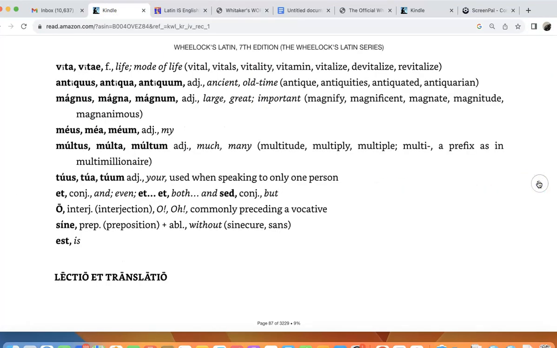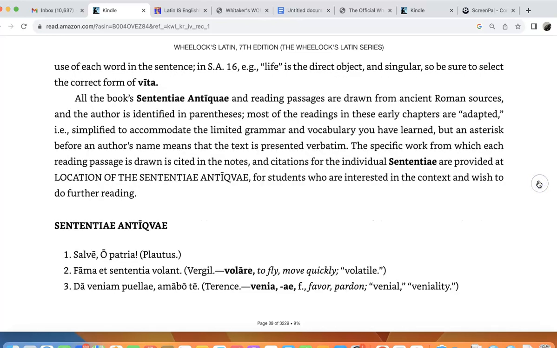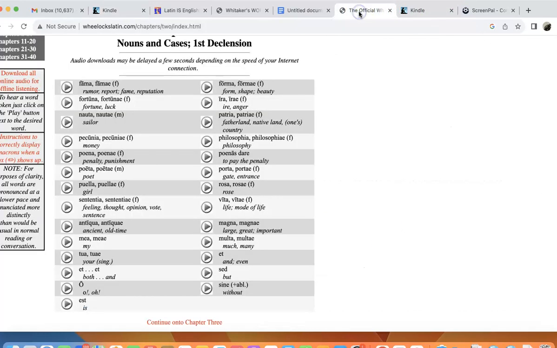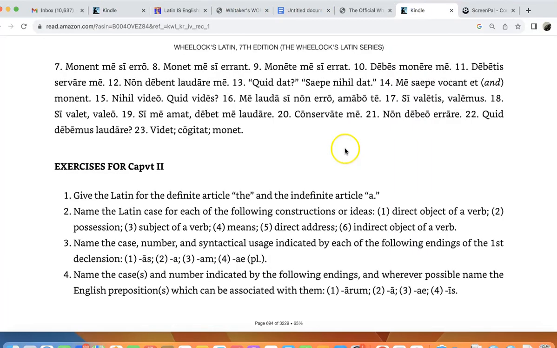All right, so you'll want to read through these vocabulary. Let's get into the exercises. Remember I said last time you definitely want to, let's see, did I close that out? I think I did. You definitely want to, no, here it is. You definitely want to go to the exercises in the back of the book. And then remember there's an answer key before you do the sententiae antiquae.